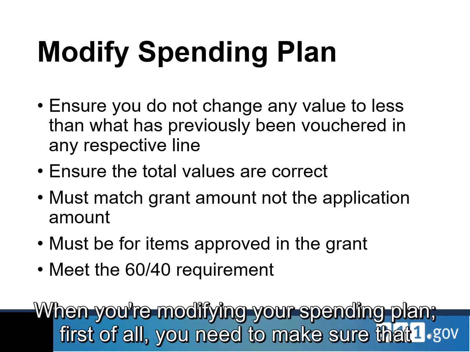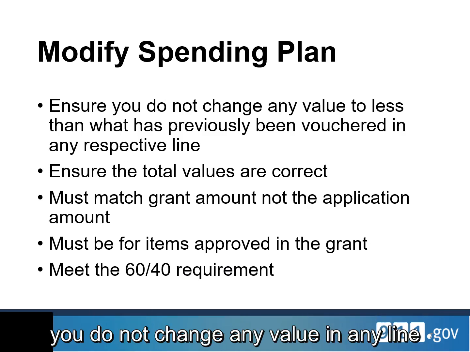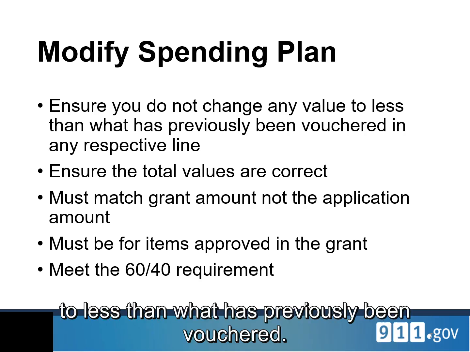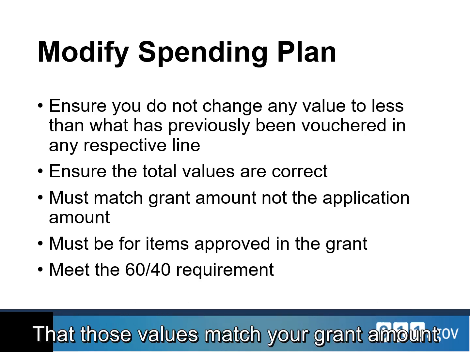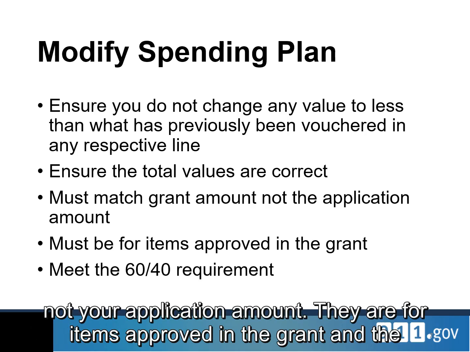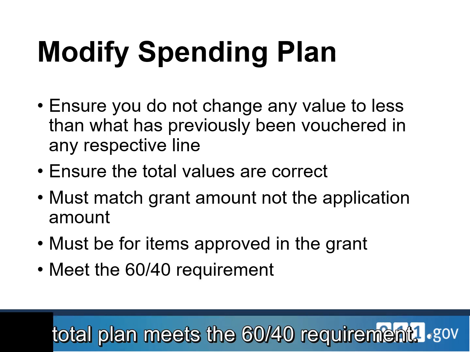When you're modifying your spending plan, first of all, you need to make sure that you do not change any value in any line to less than what has previously been vouchered. Ensure that total values are correct for the entire plan, that those values match your grant amount, not your application amount. They are for items approved in the grant, and the total plan meets the 60/40 requirement.